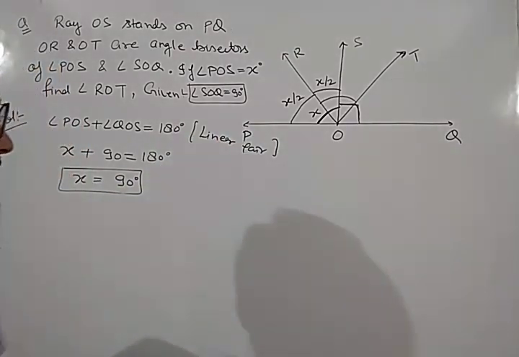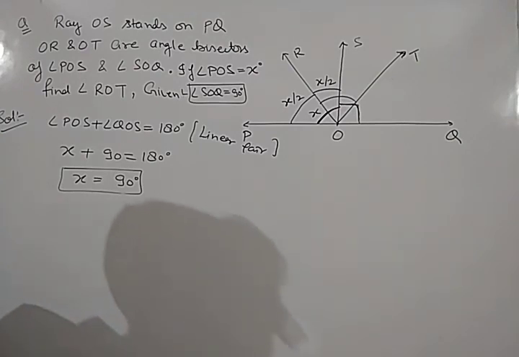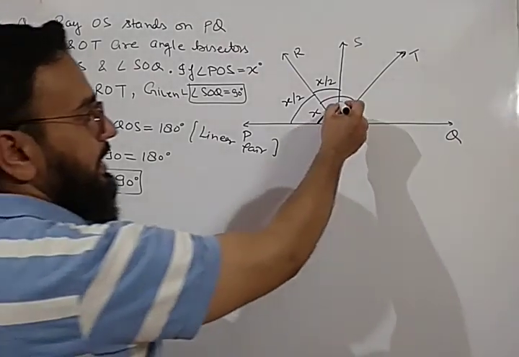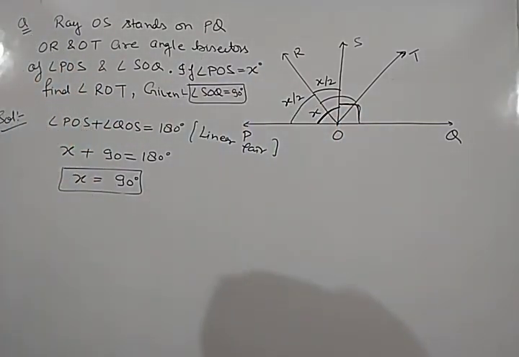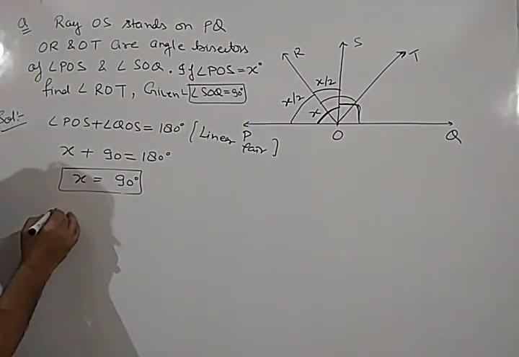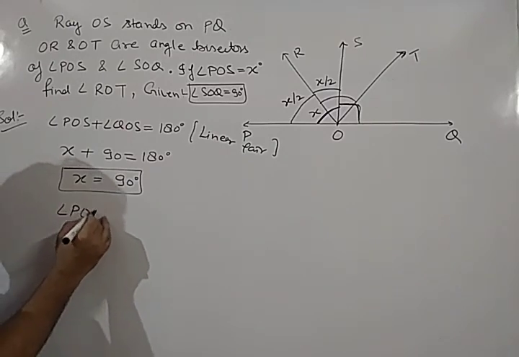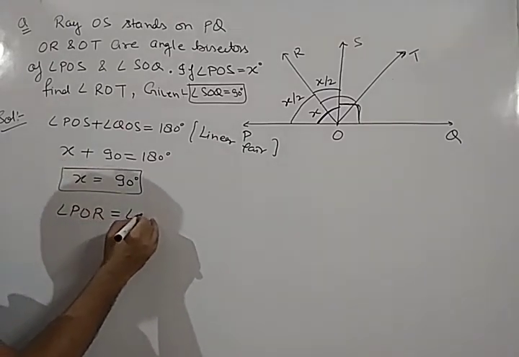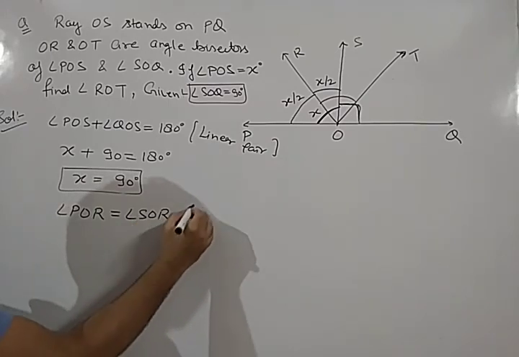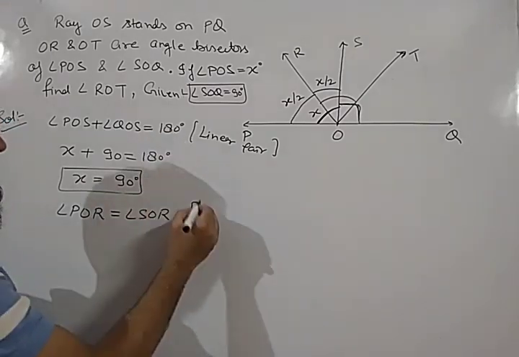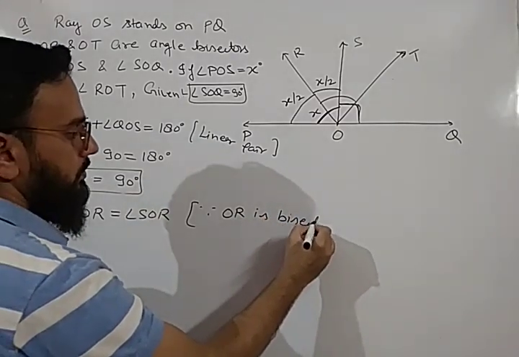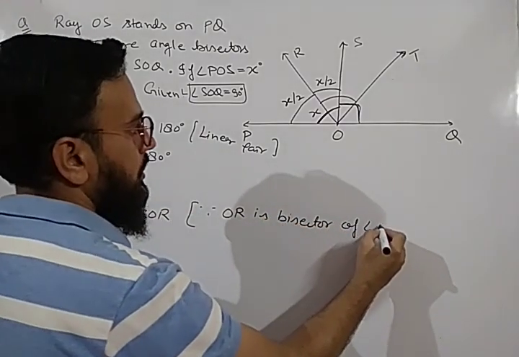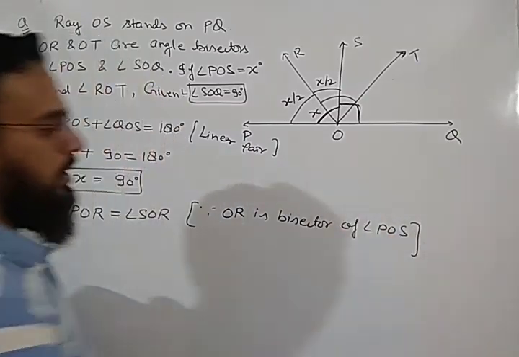Clear? So the value of x is 90 degrees. Now this angle is 90 and this angle is also 90. Angle x is 90. Now we can write angle POR is equal to angle SOR. Why are these angles equal? It is given, since OR is the bisector of angle POS. It is given in the question.